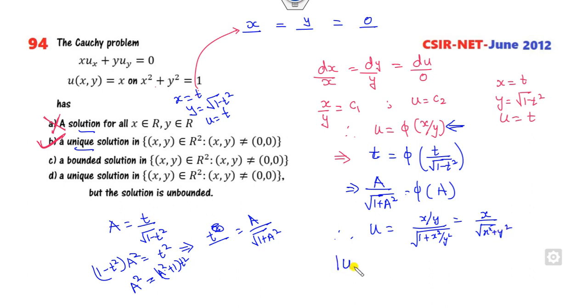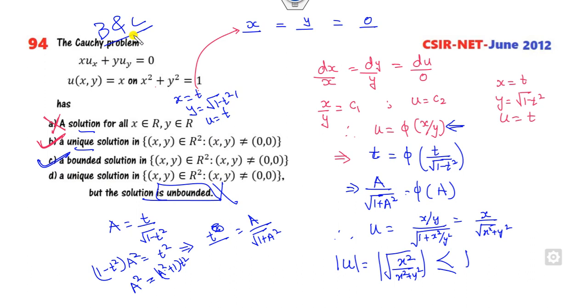Now for the bounded you have to find the modulus. So I can write this number as x square over x square plus y square. This is always less than or equal to 1. So that means it's bounded also. It is unbounded, that's cancelled. Right answers are B and C.